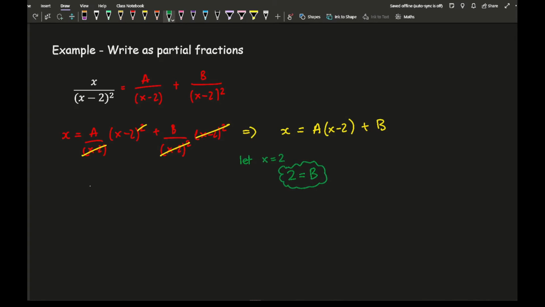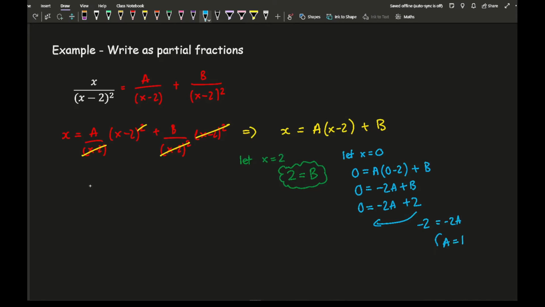Now for a, what I'm doing is just picking another random value, so I'm going to let x equal 0, relatively quite small. So I end up with 0 equals a(0 minus 2) plus b, so 0 equals minus 2a plus b. Well, I know that b equals 2, so 0 equals minus 2a plus 2. Take the 2 over, so I've got 2 minus 2 equals minus 2a, so a equals 1.